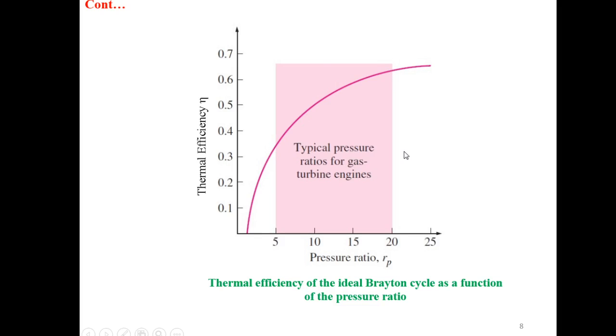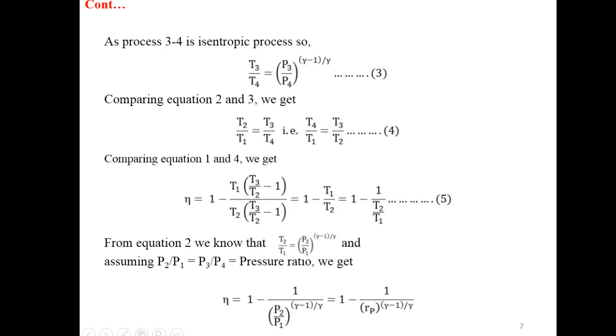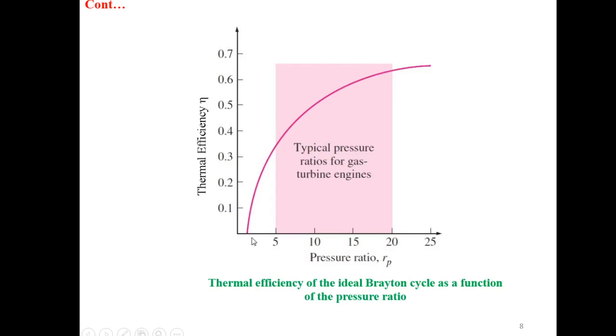So the typical pressure ratio for a gas turbine will be from 5 to 20. You can see in this range there is a greater increment in the thermal efficiency corresponding to pressure ratio. So this is the typical pressure ratio for a gas turbine, between 5 to 20. You can also plot this diagram by putting the value of RP here and assuming the value of gamma equal to 1.4 for air. You can find out the value of efficiency, and you can also draw this diagram.